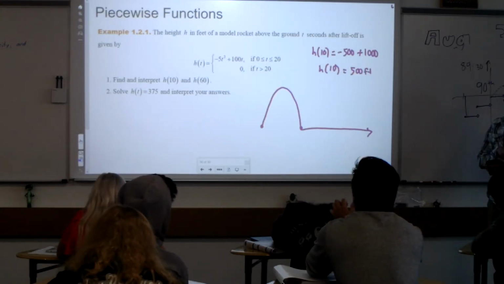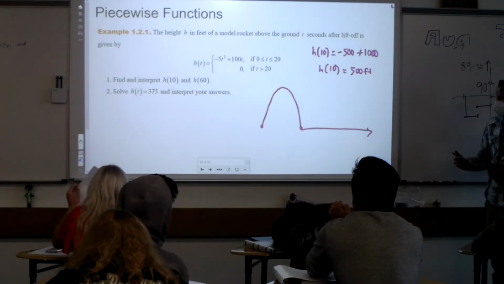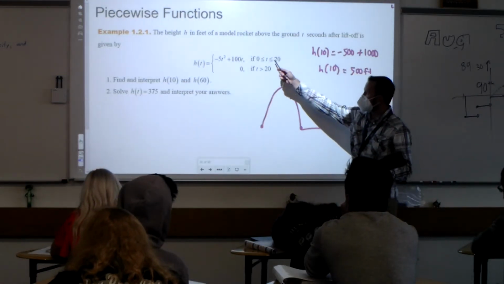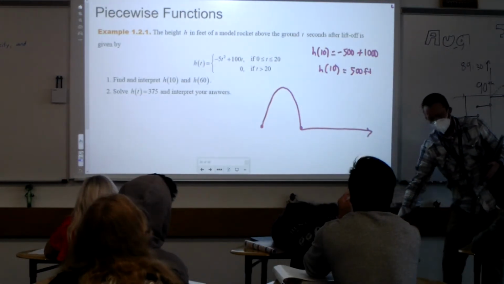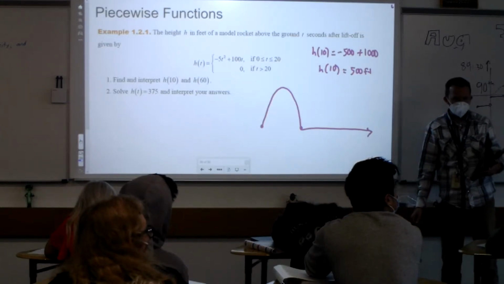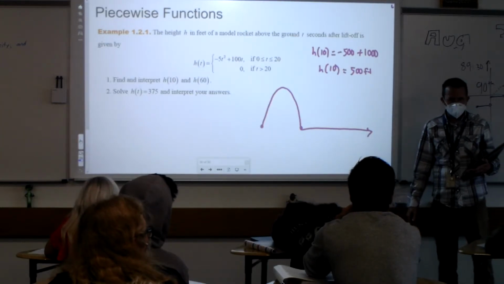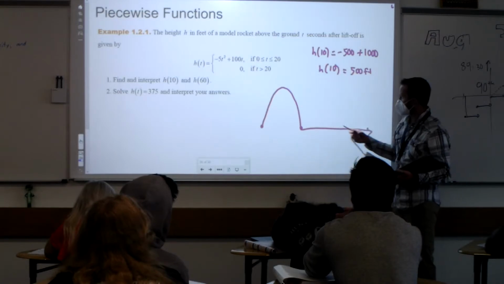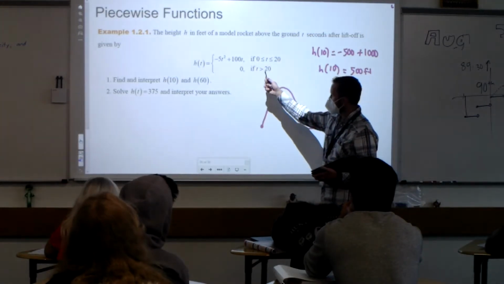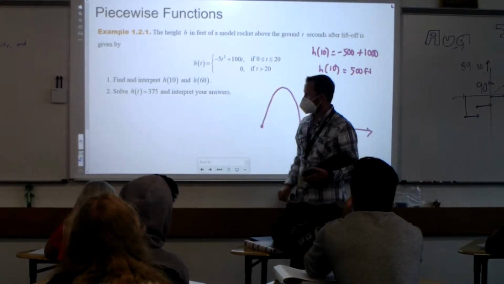Now, what about 60 seconds? That's a minute afterwards. If I plugged it in here, it would give me a very negative number. It'd be all the way down here. But is the rocket going to be down inside the Earth? No, so I'm going to plug it in here. If it's greater than 20, then it's going to be 0.